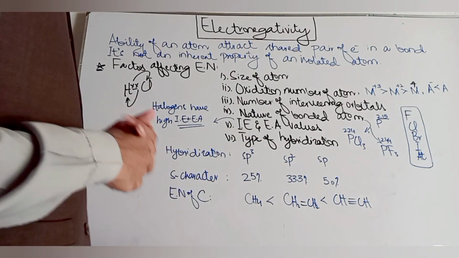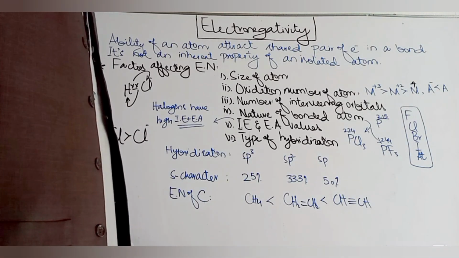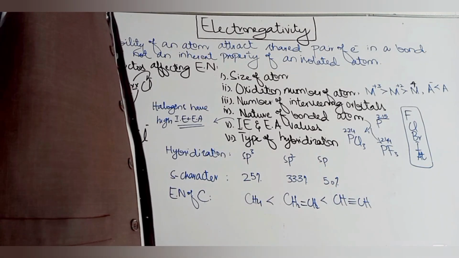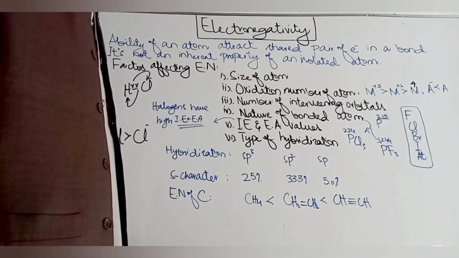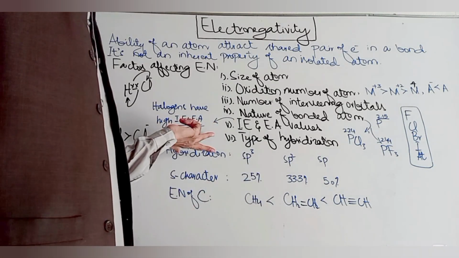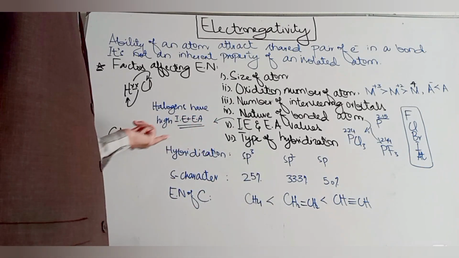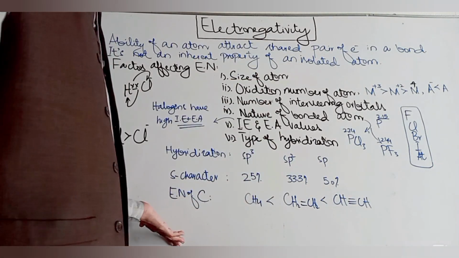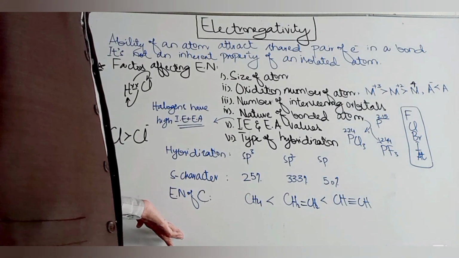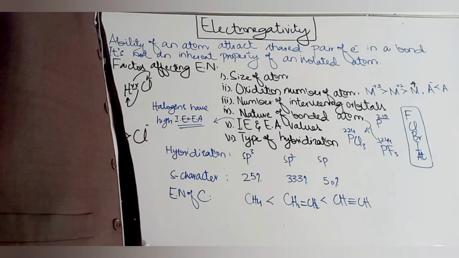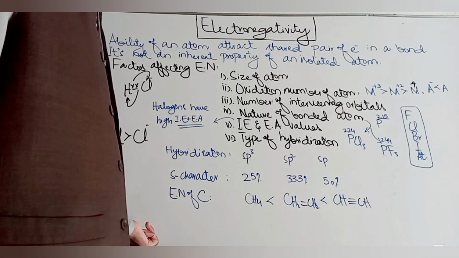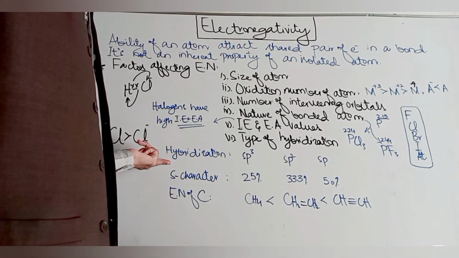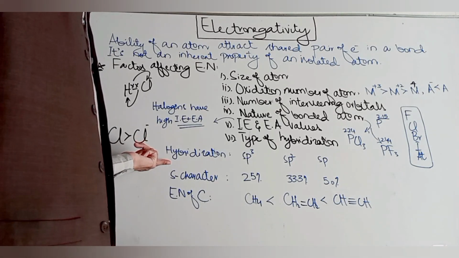Next point is ionization energy and electron affinity values. According to Mulliken's scale of electronegativity, the value of electronegativity of an element or an atom is directly dependent upon the values of IE and EA. So the greater the ionization energy and the greater the electron affinity, the greater would be the electronegativity for a particular element. Halogens have greater values of ionization energies and greater values of electron affinities. So that's why halogens have the highest values of electronegativity in the periodic table.